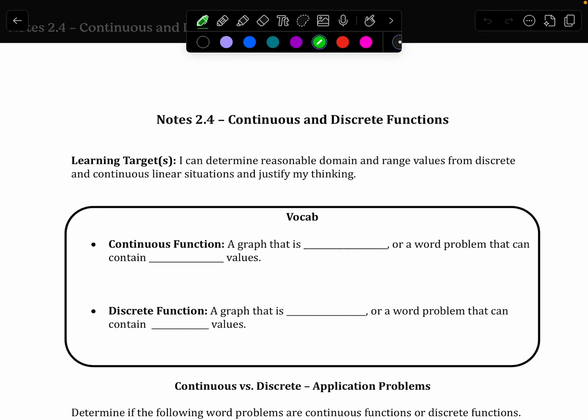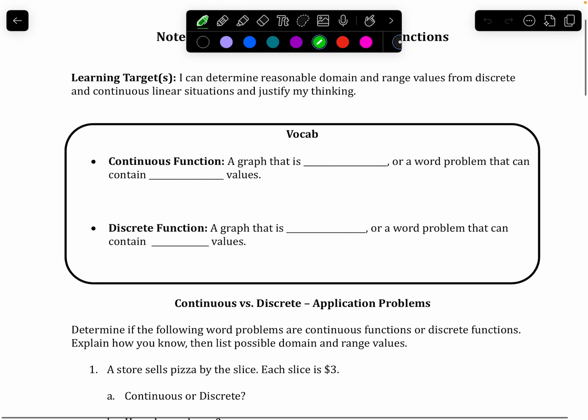Good afternoon. Today we are going to be going over our 2.4 notes, which talks about continuous and discrete functions. Our learning target today is: I can determine reasonable domain and range values from discrete and continuous linear situations and justify my thinking. So today we're going to be talking about two very specific types of functions.